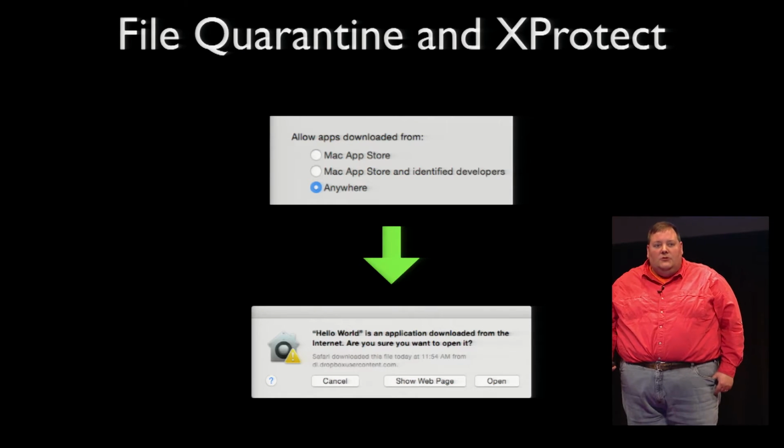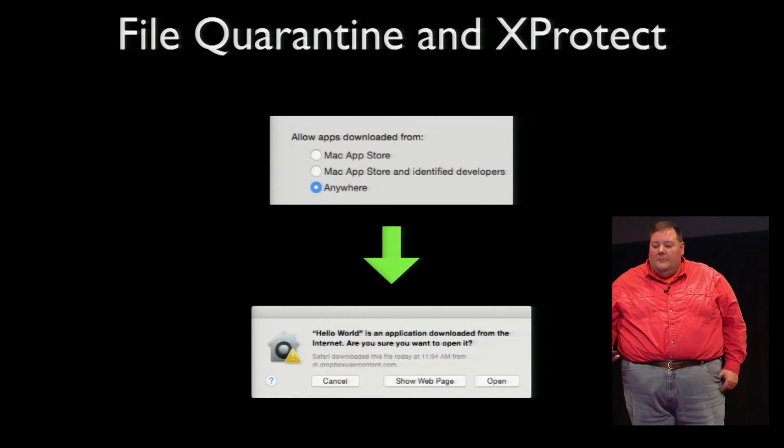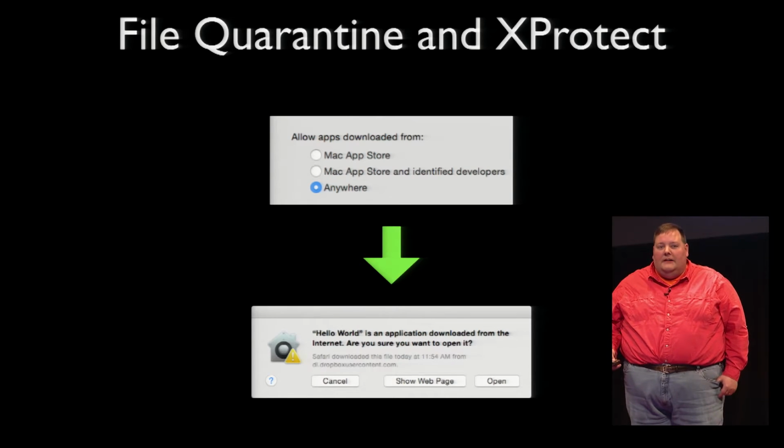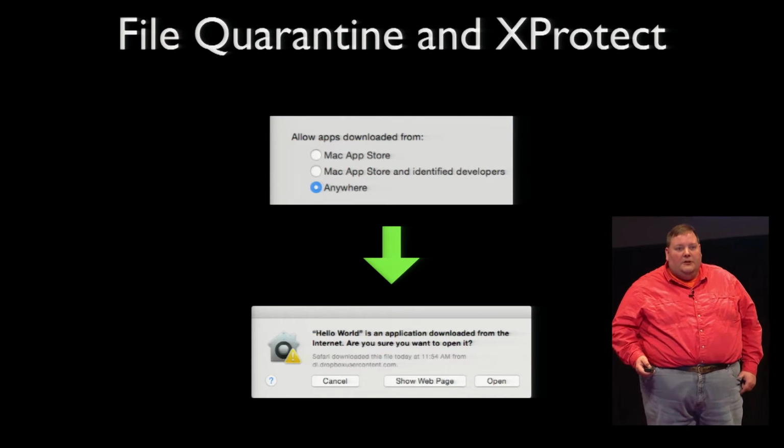Now, this was first introduced back in 10.5 as a way to provide at least some protection against malware by informing users of what they were downloading and from where. With Gatekeeper off, file quarantine's notifications are mostly informational and they don't really block anything.